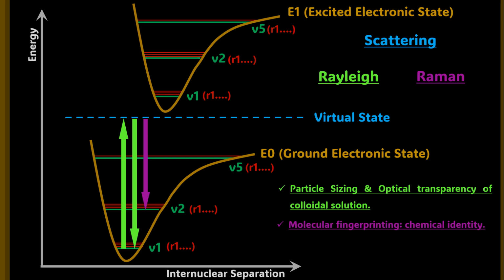Hope now you are able to differentiate the difference between absorption and scattering spectroscopies and how Raman spectroscopy is different from any other kind of absorption spectroscopy. So stay tuned. In the next video, we will be focusing on different types of Raman spectroscopy. Thank you.